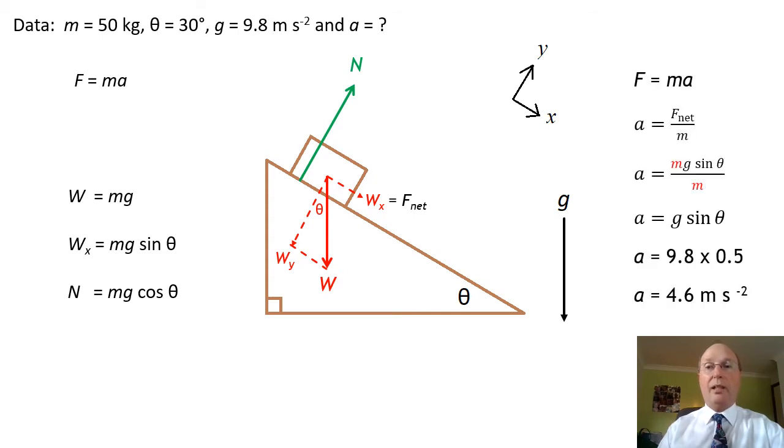a equals F net over m. So a, the acceleration, equals mg sine theta over m, and notice that the m's can cancel. So a equals g sine theta.